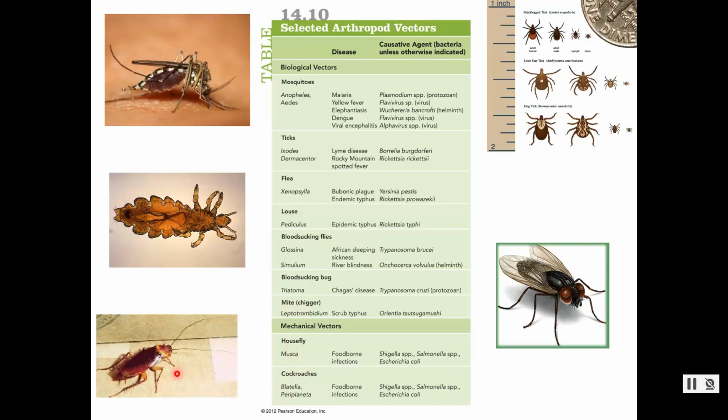Mechanical vectors. Here's your cockroach. This is your basic housefly. These are the ones that are walking across something bad, picking up something, and then transmitting it into something that you're eating. All right, so that's the difference between biological vectors and mechanical vectors.